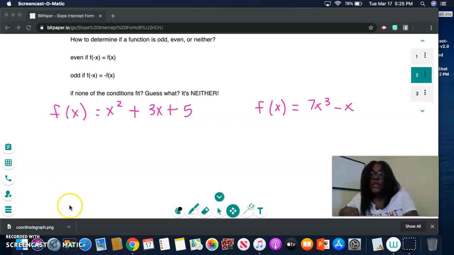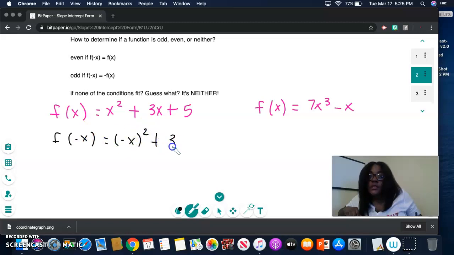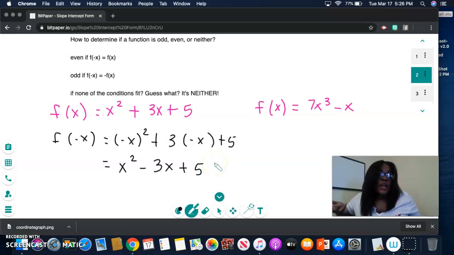So here, the first question that I have is f of x is equal to x squared plus 3x plus 5. What we want to do is for every x, replace it with a negative x. So you have f of negative x equals negative x squared plus 3 times negative x, plus 5. Negative x squared, of course, is going to give us x squared minus 3x plus 5.